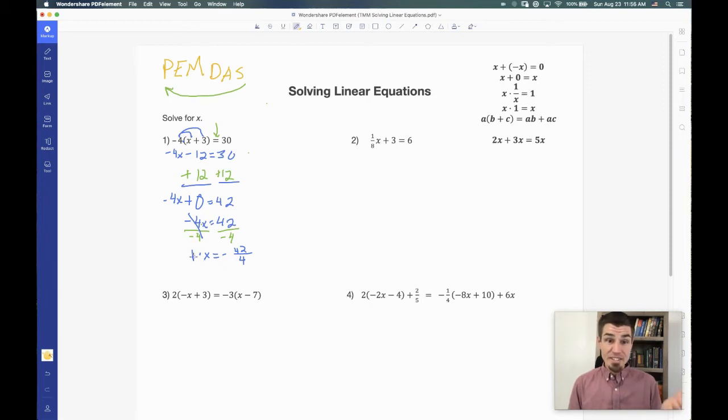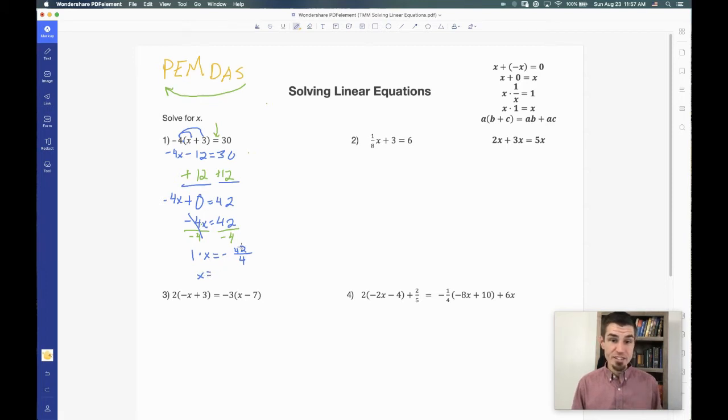So now we have 1 times x. Well, 1 times anything is just whatever we started with. If you look over here, this is what we call the multiplicative identity. If we have anything and we multiply by 1, we get what we just started with. So this is the multiplicative identity. And that's what we're doing here. 1 times anything is just itself. So we're down to our solution.